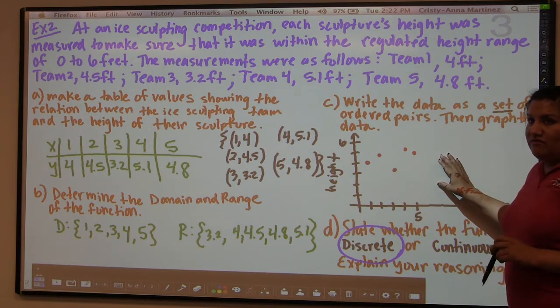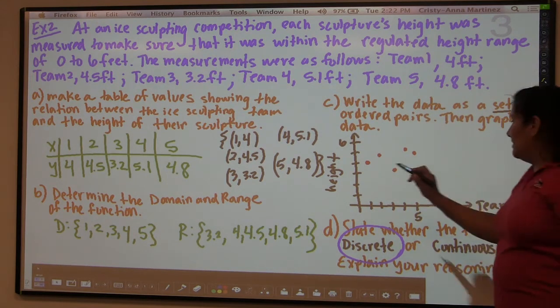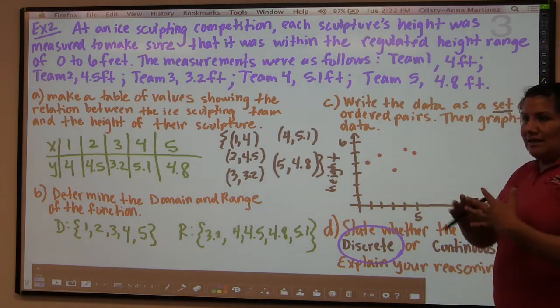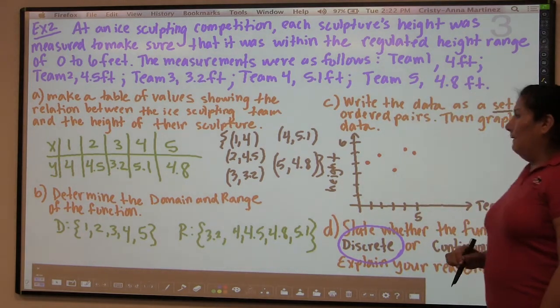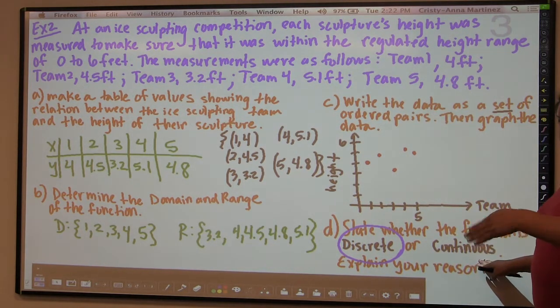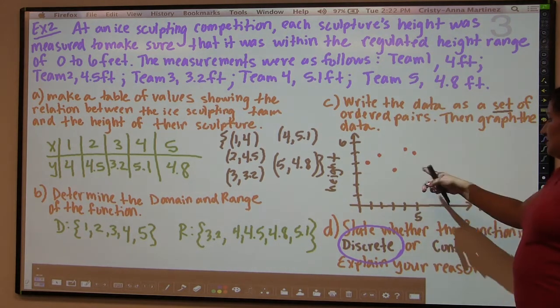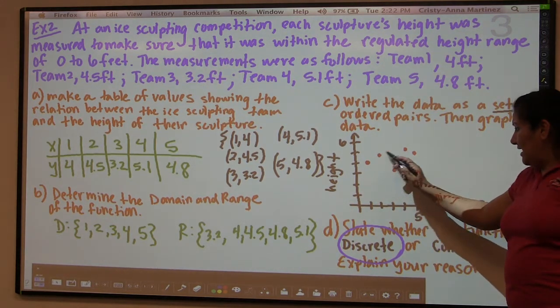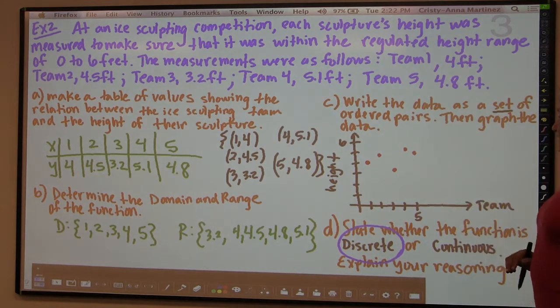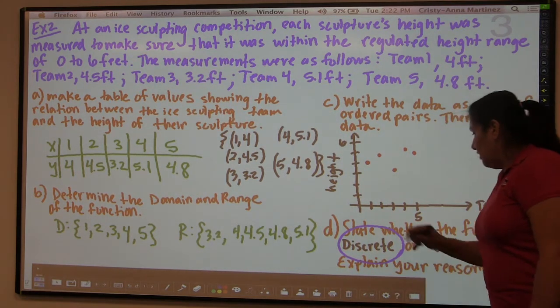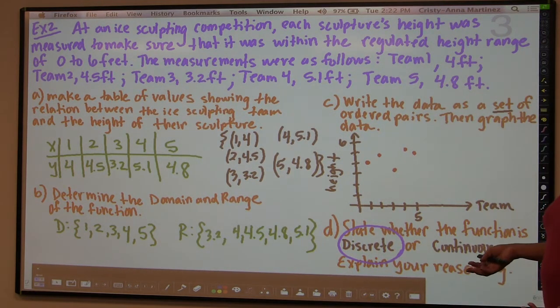So this is discrete. If it was continuous, then you would connect all the dots and it would be like a straight line or a curve. But that would be continuous. It would just continue on and on and on. This is not continuous. It's not connected. So this is discrete. So I just had to circle the discrete there. Explain your reasoning because they're not connected.